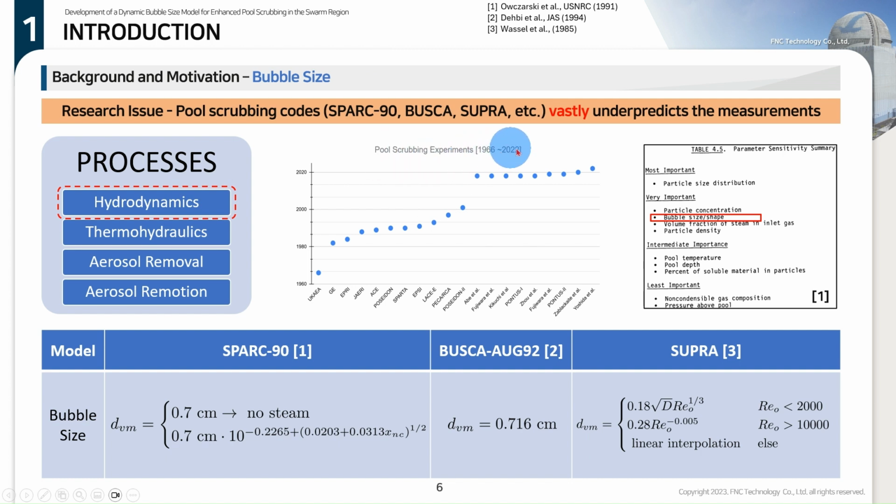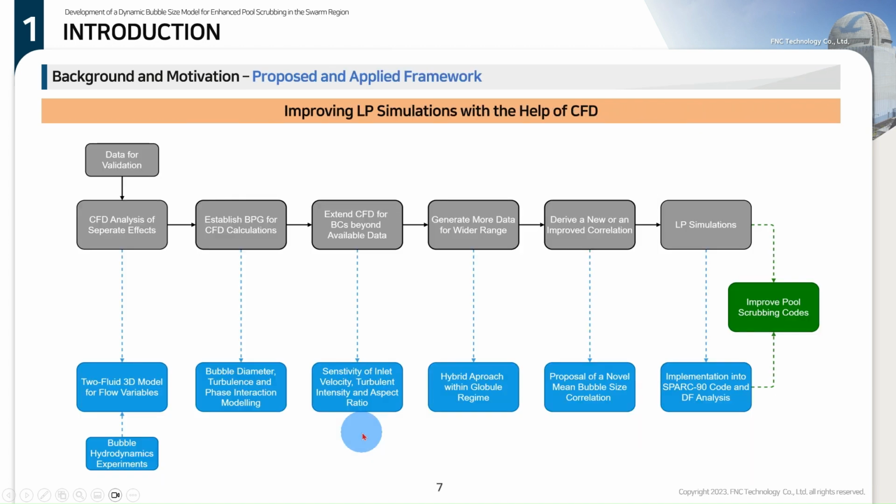Once we look at the pool scrubbing experiments since 1966, we can see that the hydrodynamics is one of the least studied processes in pool scrubbing. Despite the pool scrubbing manuals clearly indicating that hydrodynamics such as bubble size and shape is quite essential for the calculation of the decontamination factor. And if you look at the pool scrubbing codes, we can see that bubble size is used as a constant diameter in the swarm region.